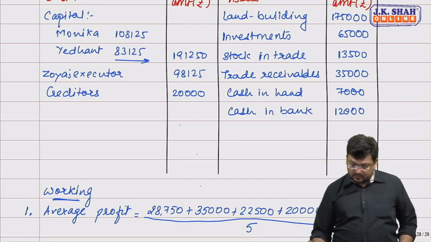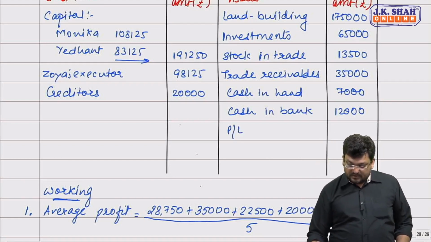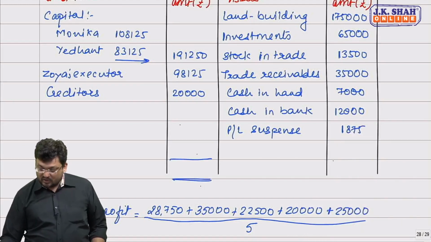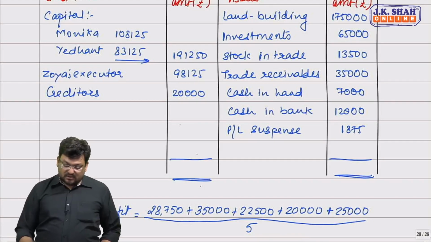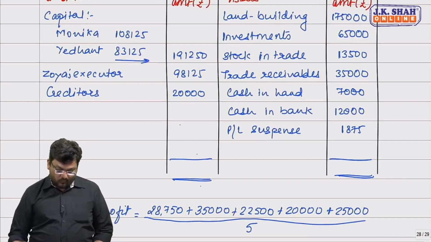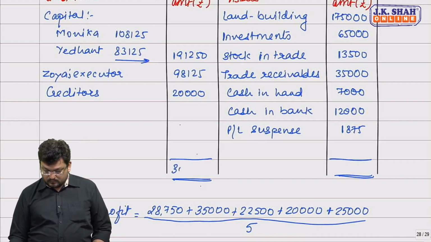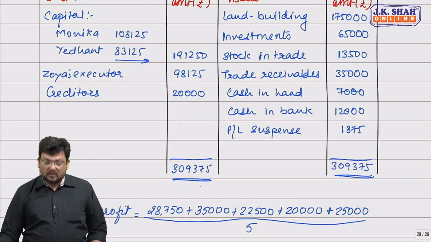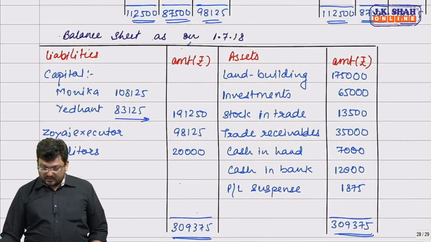And balance in P&L suspense, that temporary account we opened. Since that P&L suspense was debited, it is having debit balance, so will be recorded on asset side. Correct. So you may pause and copy this example, correct?